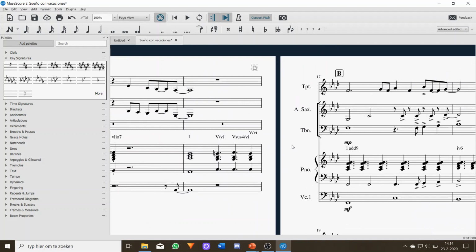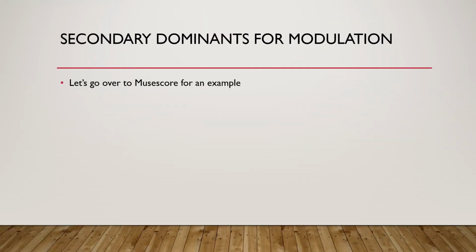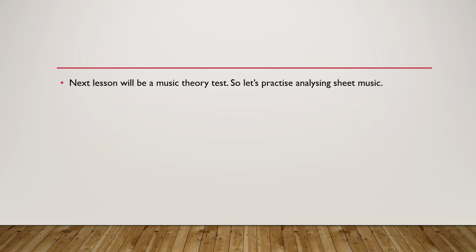But I will not really go into too much detail, because using this and recognizing all of the different forms so that we can use secondary dominants may be a bit too difficult. So when we are analyzing sheet music that is mostly diatonic, but there are a couple of accidentals in the chords, there is a high chance it is a secondary dominant, because a secondary dominant is always non-diatonic. It always has accidentals.